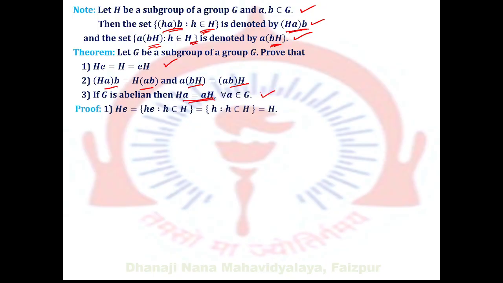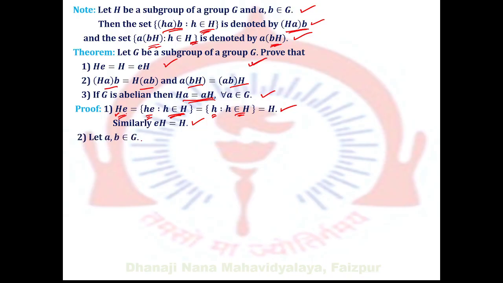So proof of this theorem. So we know that HE means here we multiply all elements of H by E. So it is equal to set of all h such that h belongs to capital H. आणि आपल्याला माहित आहे आयडेंटिटी एलिमेंट ने मल्टिप्लाय केल्यानंतर एलिमेंट चेंज होत नाही. So hE is nothing but h. So it is equal to set of all h such that h belongs to capital H. So that is equal to H itself. Similarly, we can show EH is equal to H. So thus here we get the first result, that is HE is equal to H, that is equal to EH.